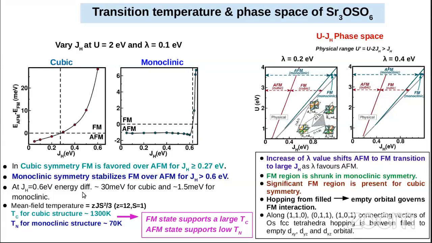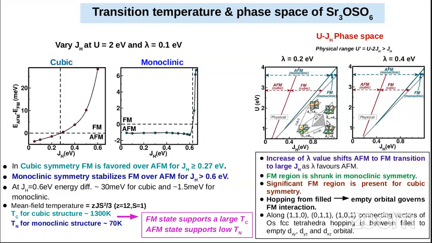Next, we did the same exercise to get the U-JH phase space. Here we did it for lambda equal to 2 eV and another for 0.4 eV. Both JH phase spaces are qualitatively similar. Only increasing the lambda value shifts the antiferromagnetic-ferromagnetic transition to a larger JH value, as lambda favors antiferromagnetism.